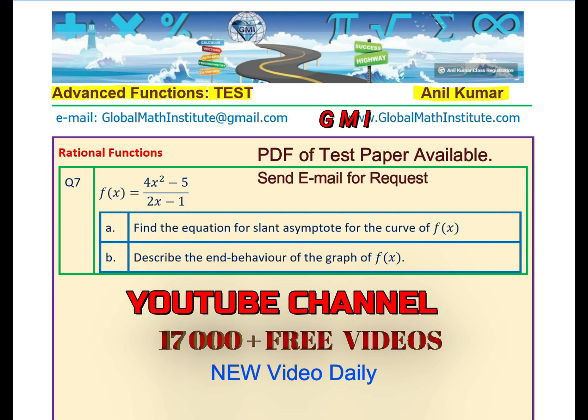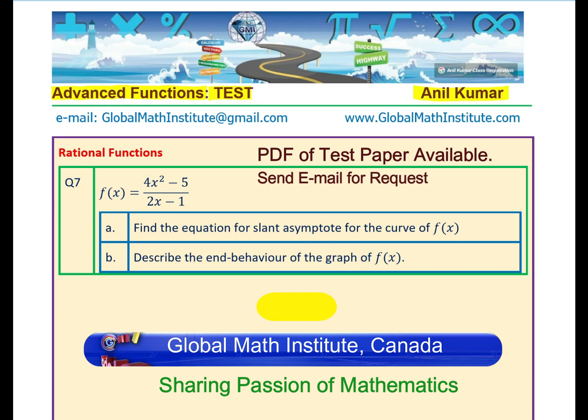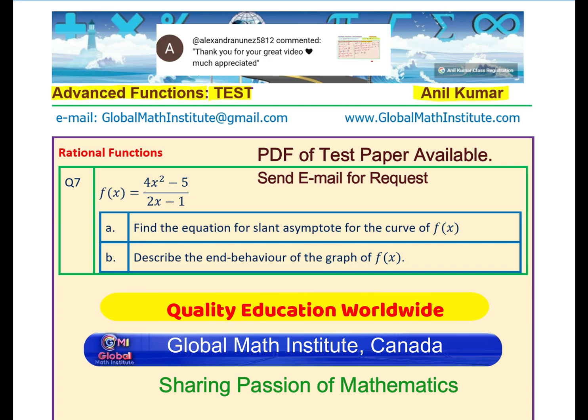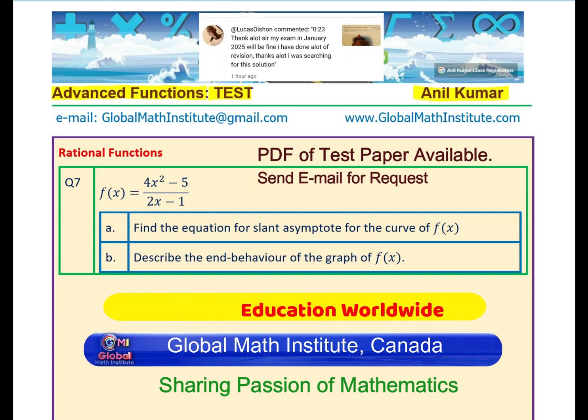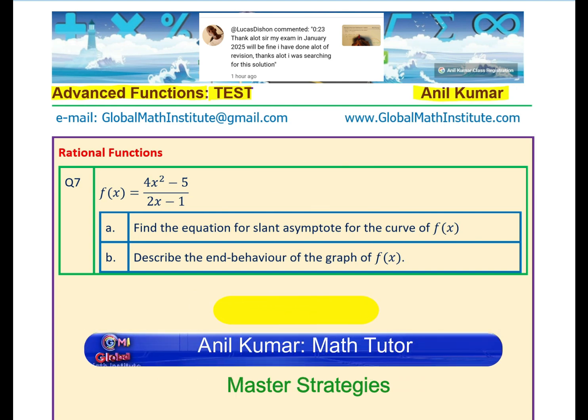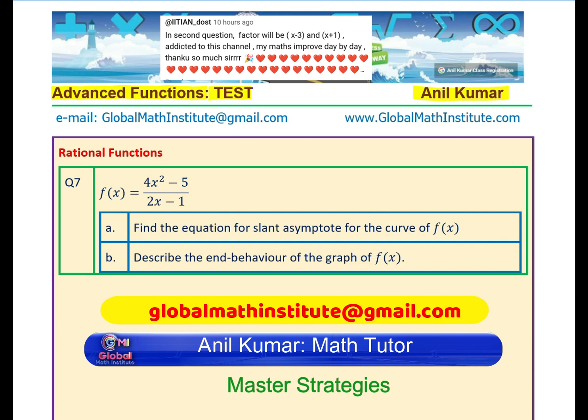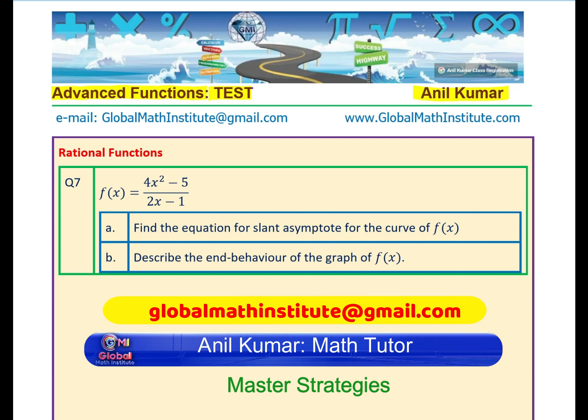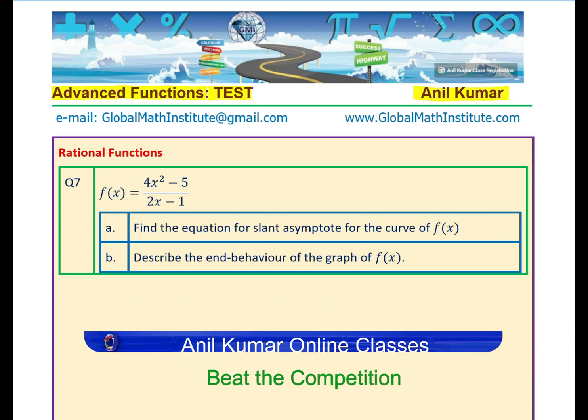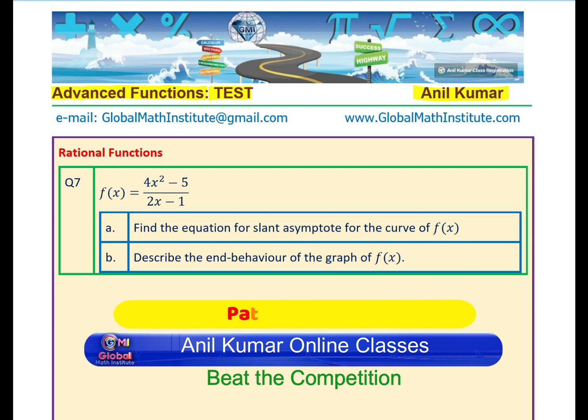Question number 7, which we are going to discuss in this video, is f of x equals 4x squared minus 5 divided by 2x minus 1. Part A, find the equation of the slant asymptote for the curve f of x. Part B, describe the end behavior of the graph of f of x. So, to find the slant asymptote, we need to divide the numerator by the denominator.